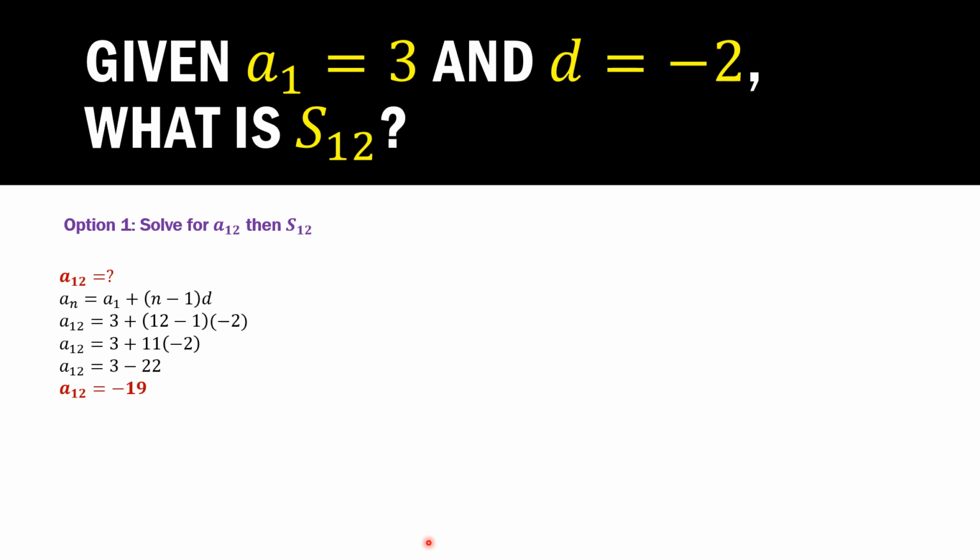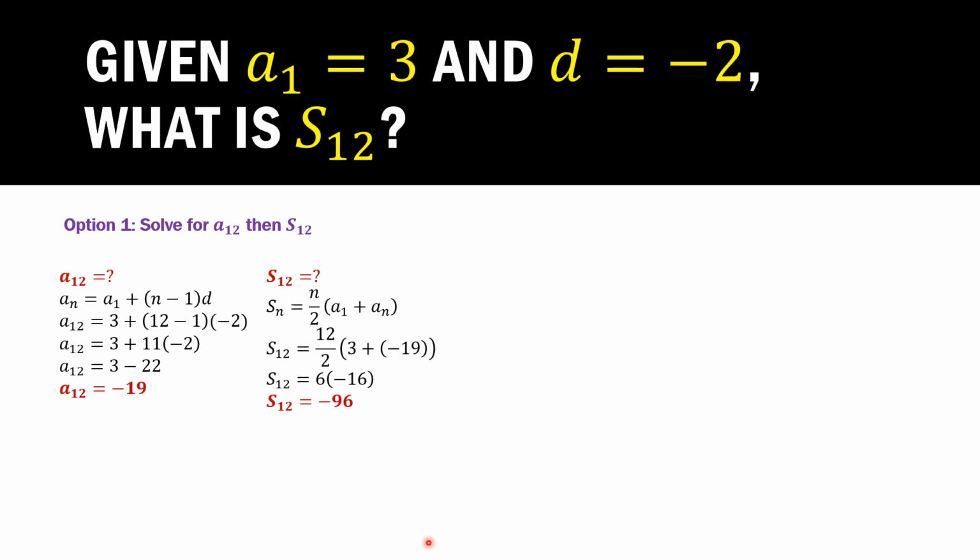Now, we can solve for S sub 12, or the series of the 12th term. So we have S sub n is equal to n over 2 times the sum of a sub 1 plus a sub n. Since we're getting 12, we have 12 over 2 times 3 plus negative 19. The sum of 3 and negative 19 is negative 16. Multiplying 6 and negative 16, we get S sub 12 is equal to negative 96. So that is the first option.